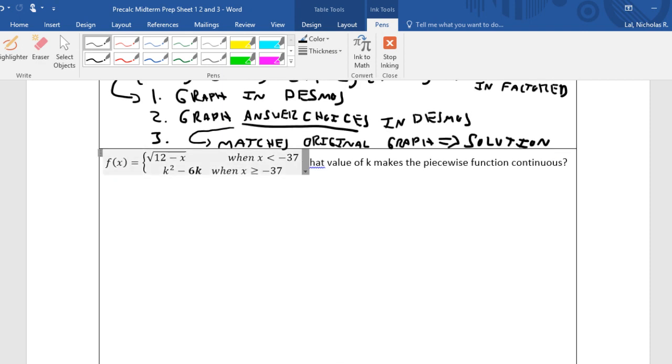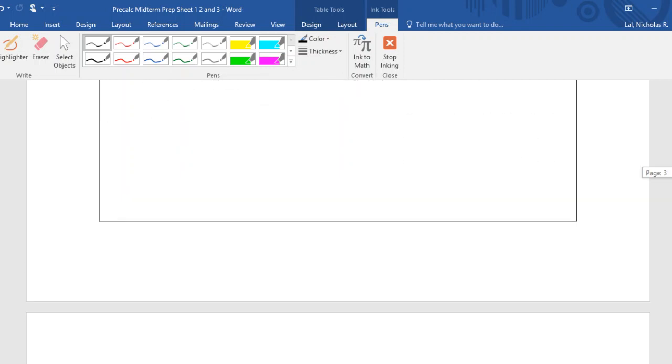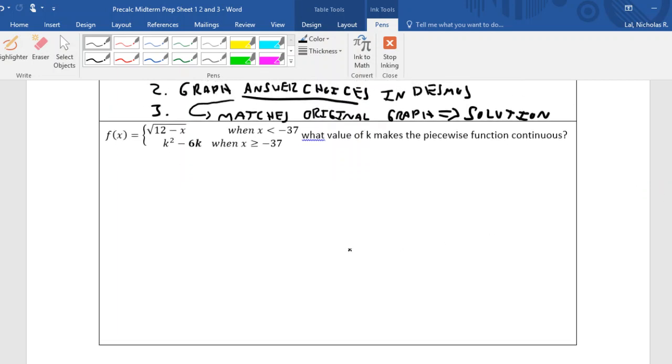Okay. f of x is equal to the square root of 12 minus x when x is less than negative 37, and k squared minus 6k when x is greater than or equal to negative 37. What value of k makes the piecewise function continuous? We need to set our equations equal to each other at the point where the two formulas meet. And these two formulas meet when x is equal to negative 37.